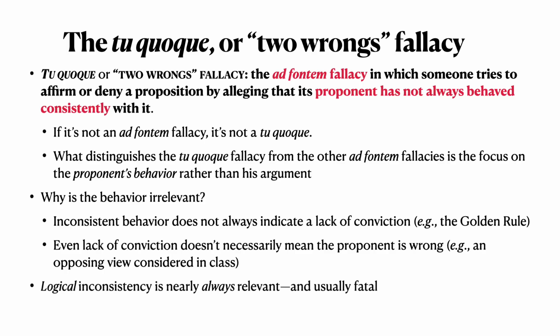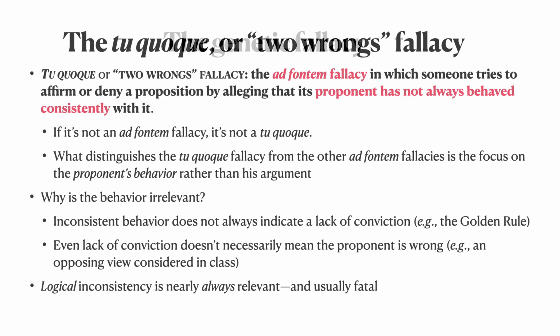Now, we should also distinguish logical inconsistency from inconsistent behavior. Logical inconsistency is nearly always a problem. I say nearly always here just because I think there might be an exception, but I sure can't think of one. And it's almost always fatal to an argument. If you can show that an argument contradicts itself, that's usually the fastest way to refute it. So definitely distinguish between a contradictory argument, that's very bad, and simply an argument for a proposition that you don't always observe in your own behavior. That might be regrettable, but it doesn't undermine the logical argument.